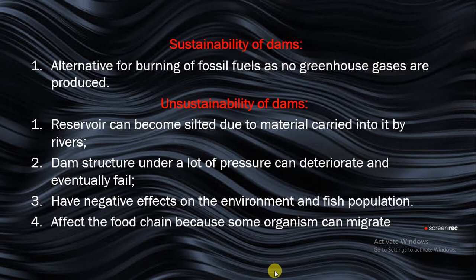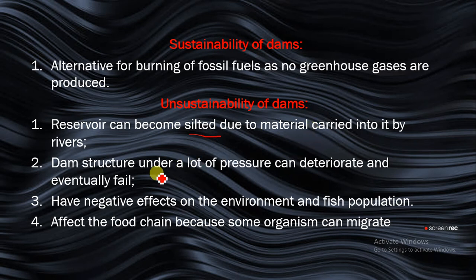However, there are certain situations whereby a dam can become unsustainable. The unsustainability of a dam is when the reservoir becomes silted due to material carried into it by the river. Silted means when there is a high amount of deposition of sand and shingles onto the riverbed. Then the bed of the river comes up and the amount of water that can be stored in the reservoir will decrease.